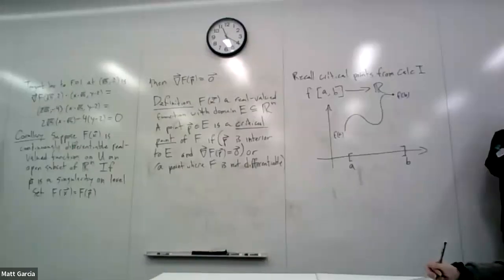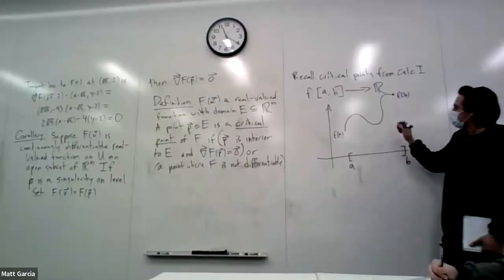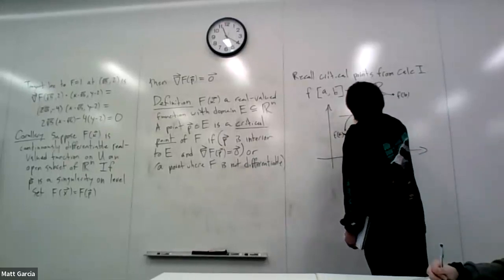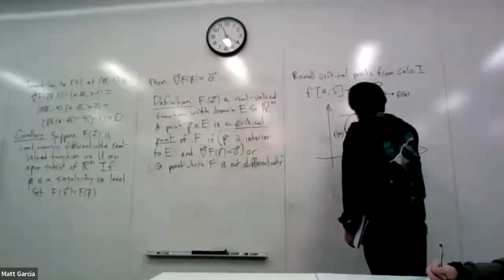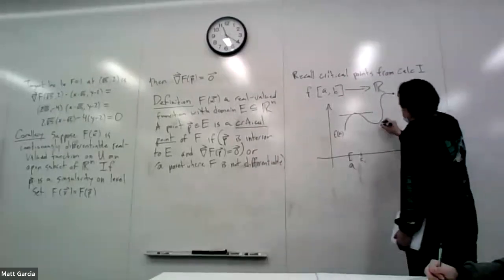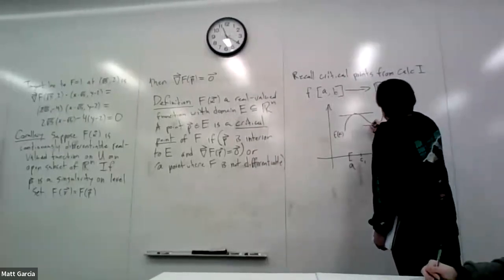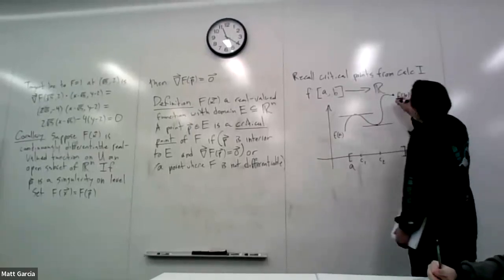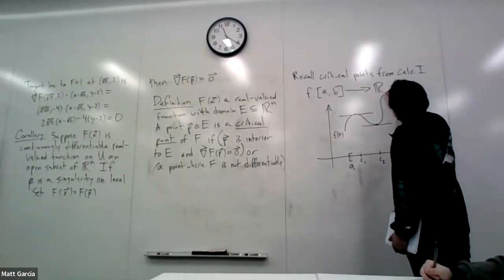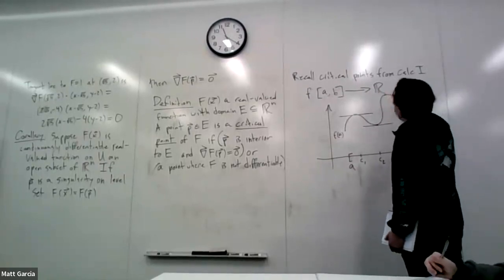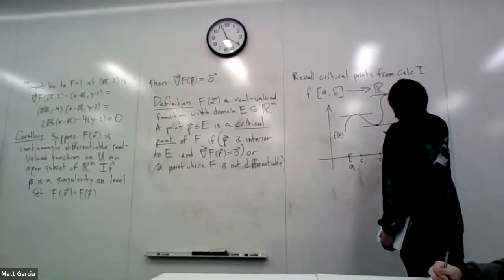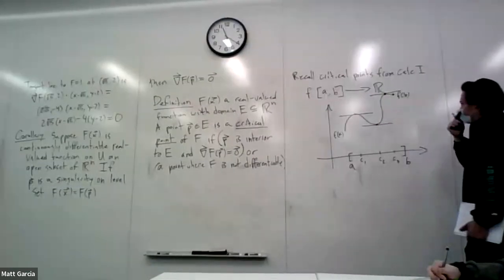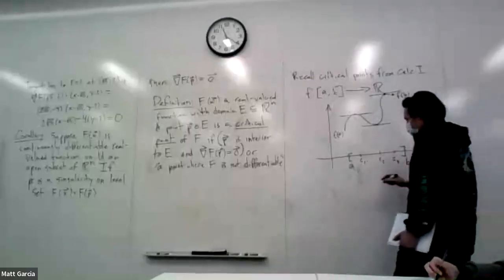Yeah, here's a critical point. Let's call this C1. Okay, let's say C2. I drew this kind of screwy, but I think you're right. There is the derivative 0 somewhere up here. C3. So these are all critical points.